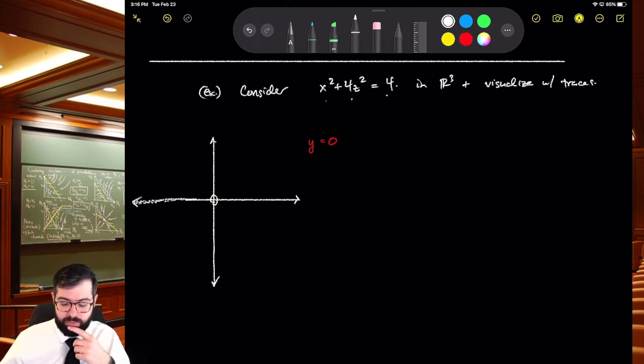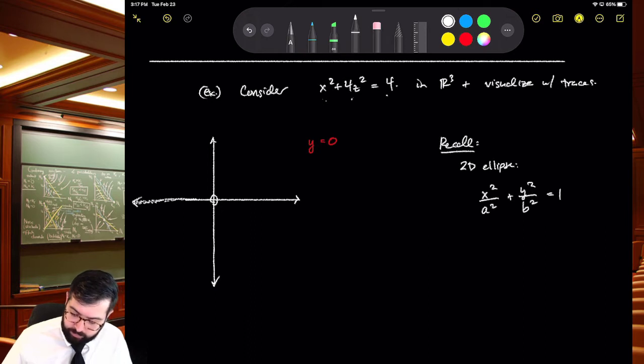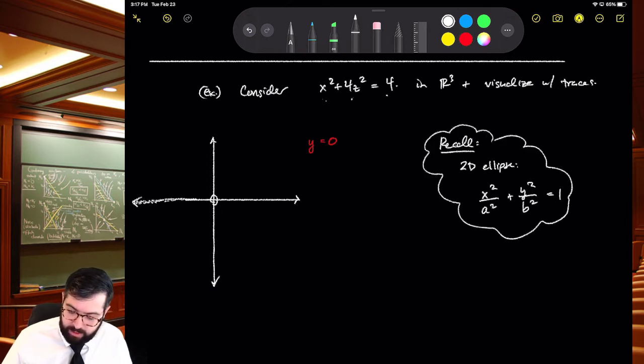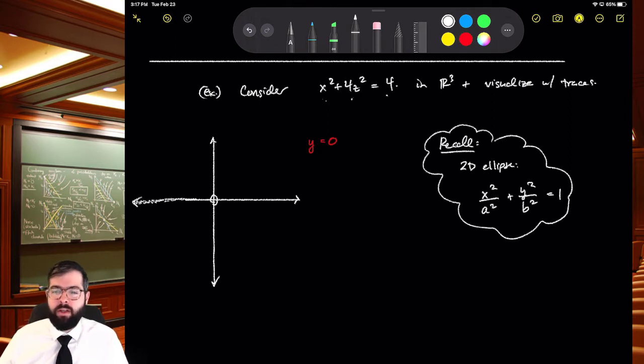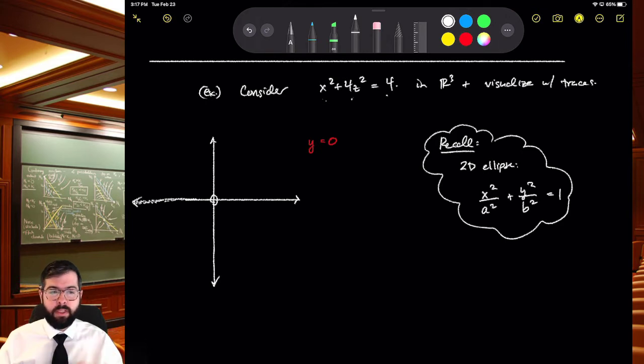X squared plus 4z squared equals 4. Well, it's not quite a circle, right? This is actually an ellipse. And if you recall, a 2D ellipse has the equation x squared over a squared plus y squared over b squared equals 1. This is for when it's centered at the origin. A and B tell you how far to stretch out the axis of the ellipse.